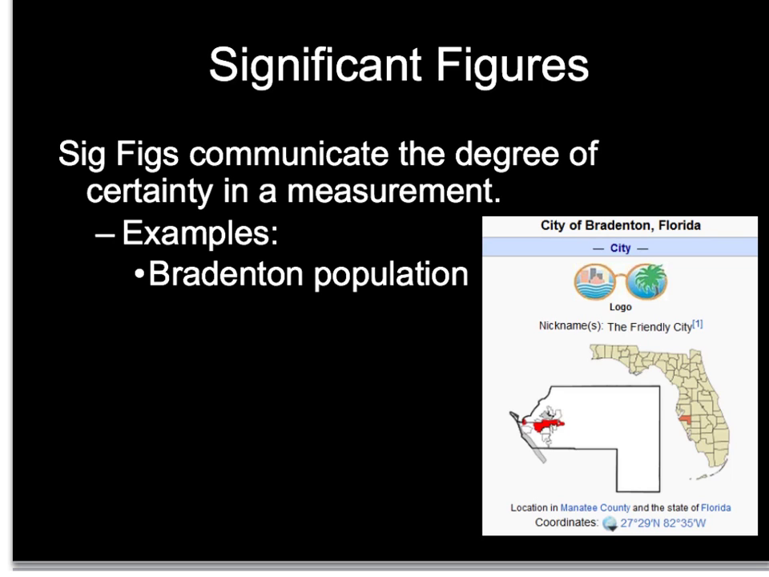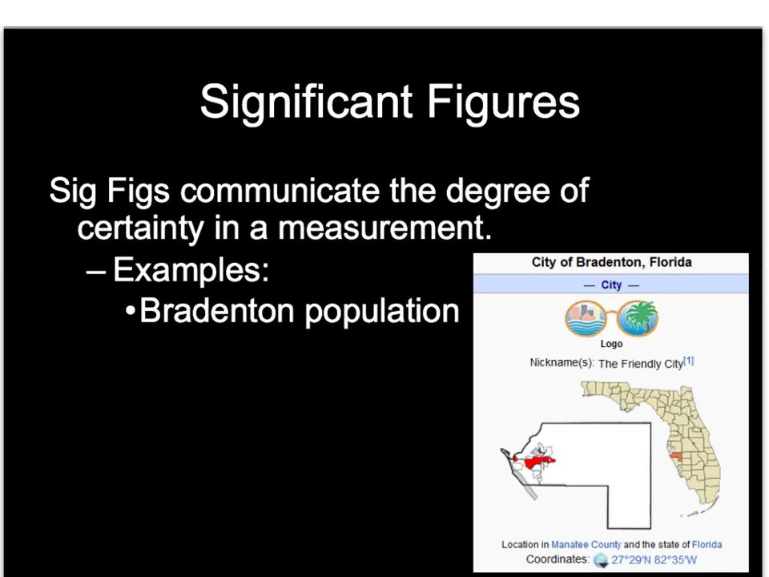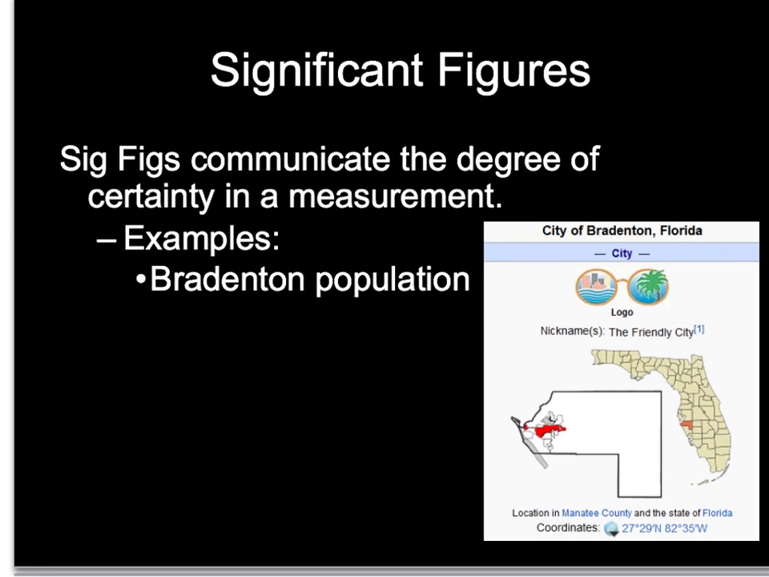Well, I'll tell you the Wikipedia, just Wikipedia, gives the population of Bradenton as 54,000. Whoops, that didn't write at all. Try that again. 54,471 people, and that was in 2007. Probably hasn't changed all that much.